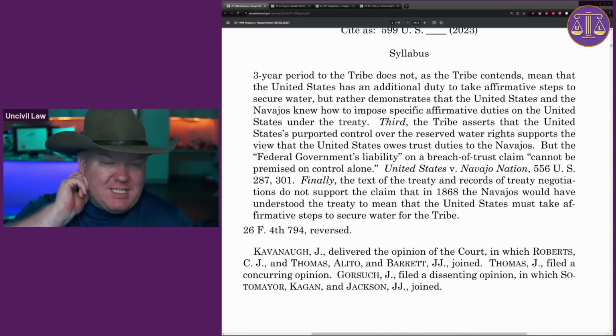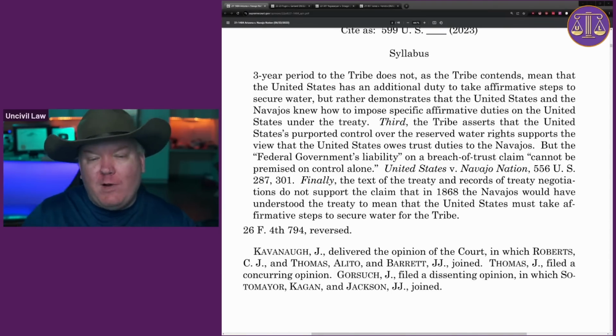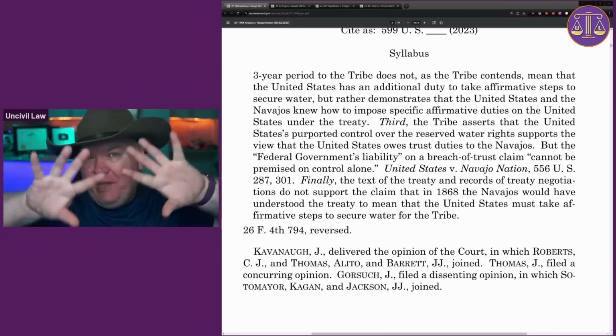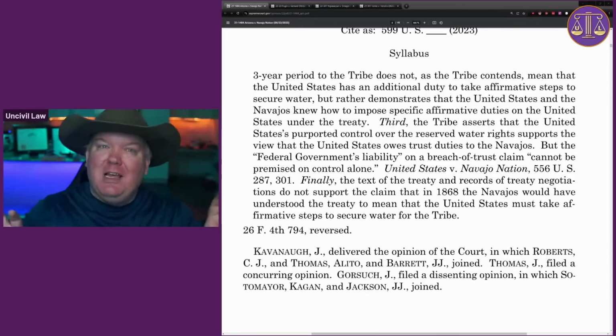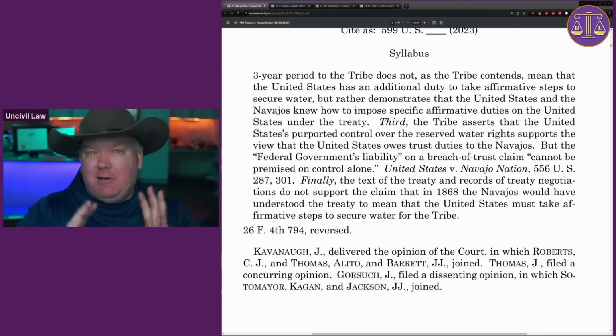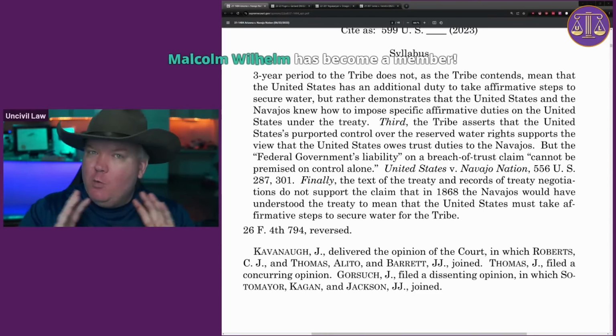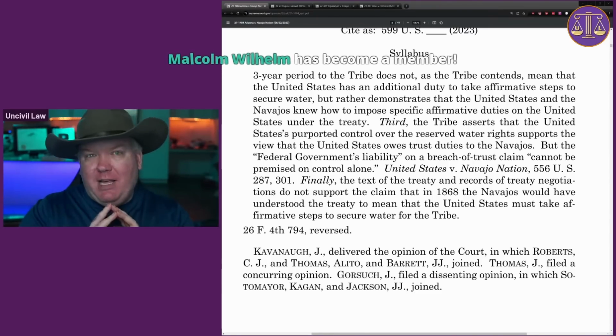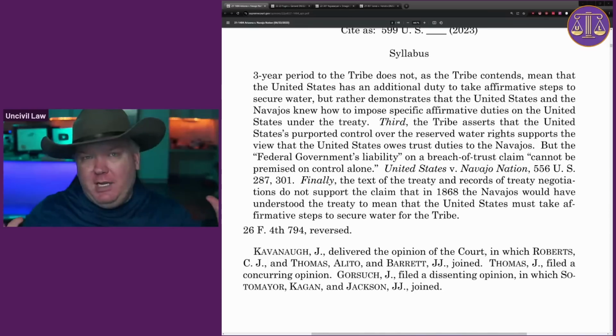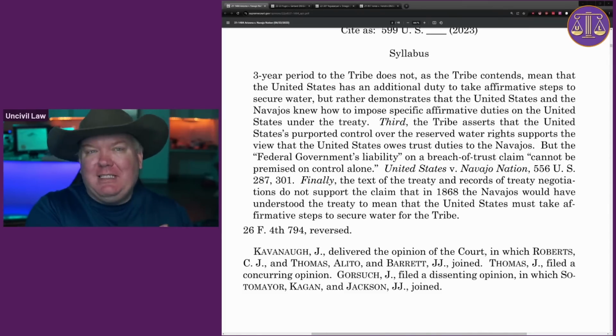Third, the tribe asserts that the United States' purported control over reserved water rights supports the view that the United States owes a trust duty to the Navajos, but the federal government's liability on a breach of trust claim cannot be premised on control alone. So again, they have control over the whole thing as a trust, but the general does not necessarily imply the specific. You have a general duty to the person, but it does not imply the specific obligation to do specifically this.